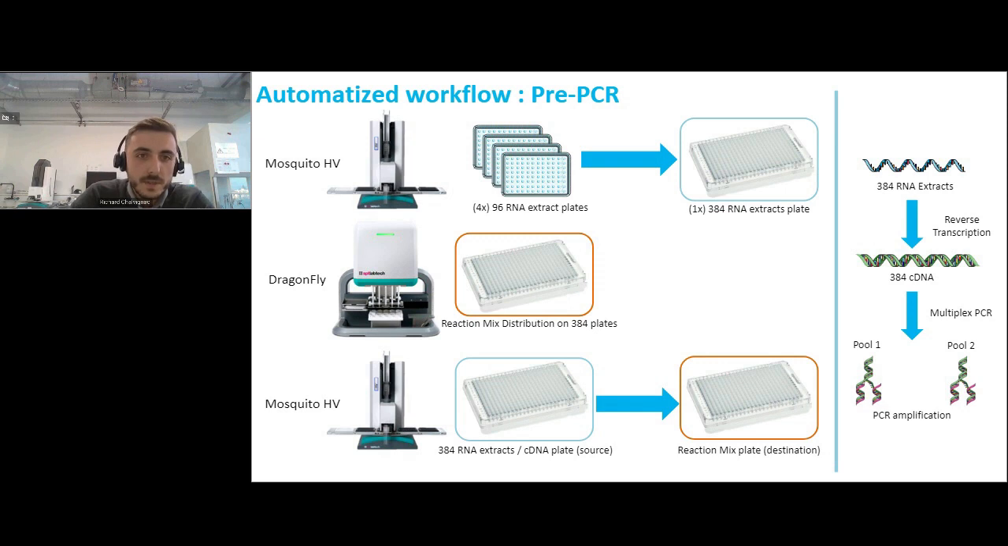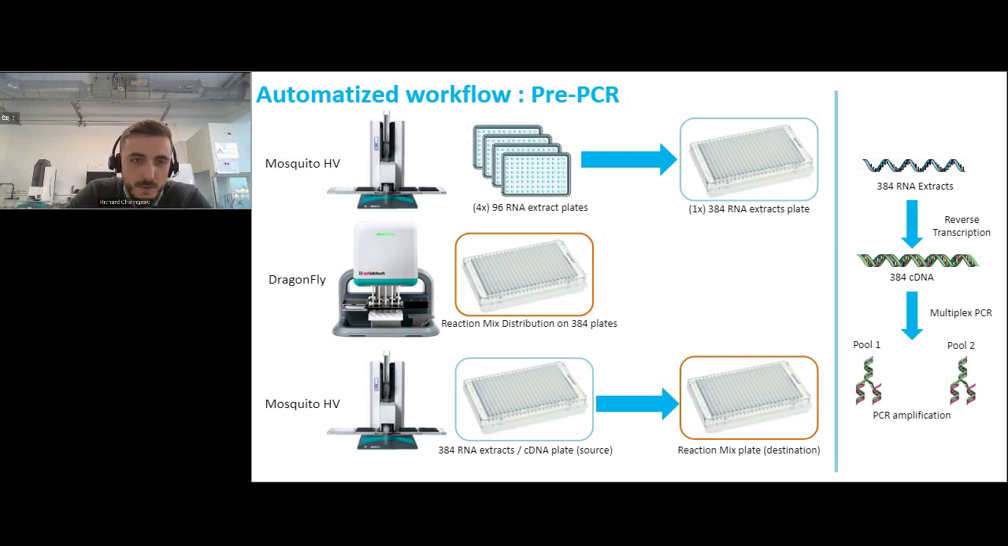Then we can move to the pre-PCR part using the HSPT automatons. We pick 4 different 96-well RNA extract plates coming from the MGI in order to reformat them into 384-well plates to begin the miniaturized, automatized COVID-seq process. In short, the COVID-seq pre-PCR process is a reverse transcription of the SARS-CoV-2 RNA to obtain cDNA, and then we apply a multiplex PCR with 2 different primer pools, 1 and 2, resulting in a PCR amplification of the SARS-CoV-2 genome.